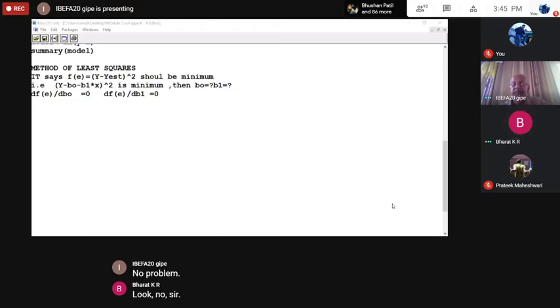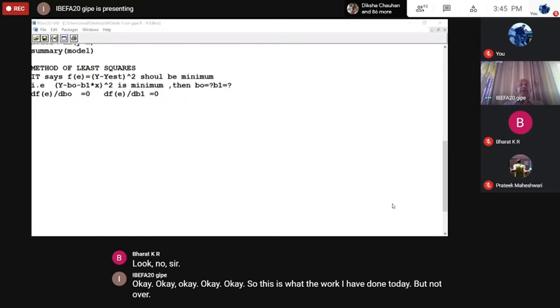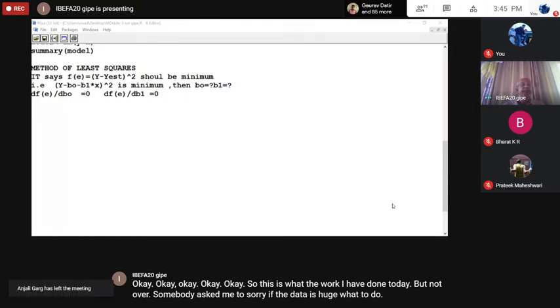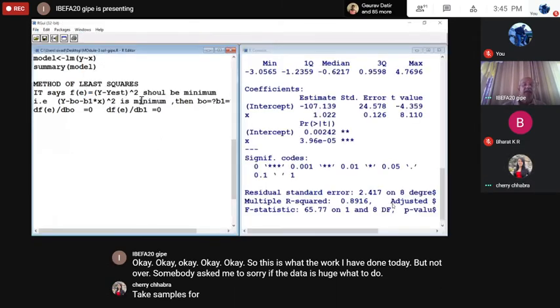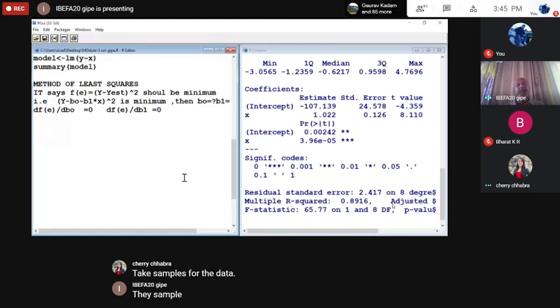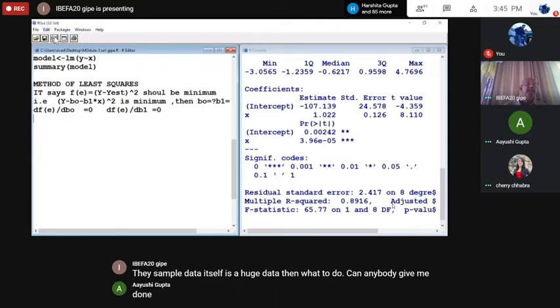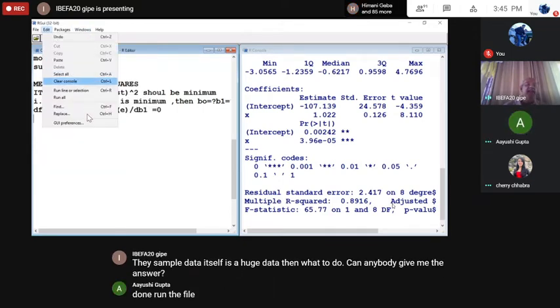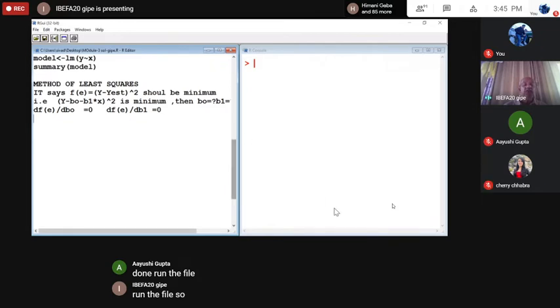Okay. So this is the work I have done today. But it is not over. Somebody asked me, sir, if the data is huge, what to do? We take samples of the data. If the sample data itself is huge, then what to do? Can anybody give me the answer? Run the file. So that also I will show now.